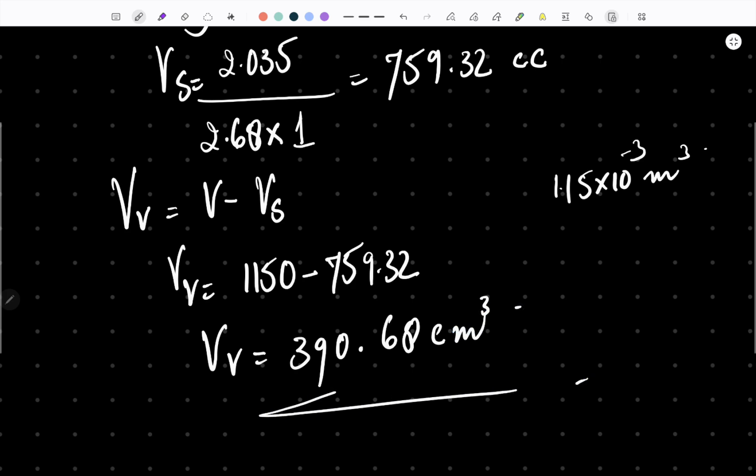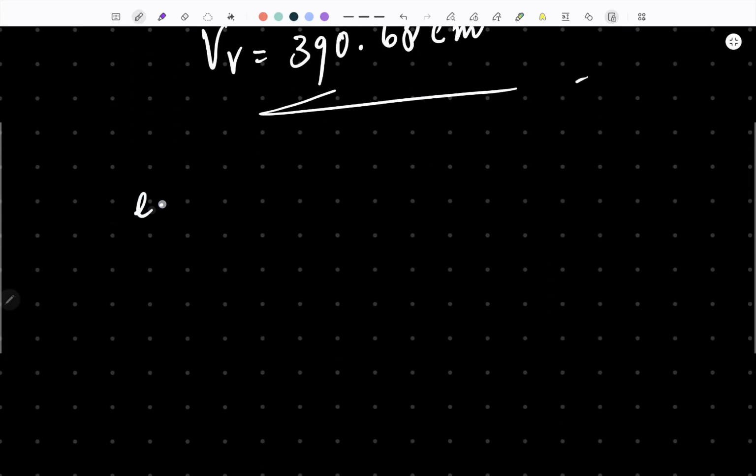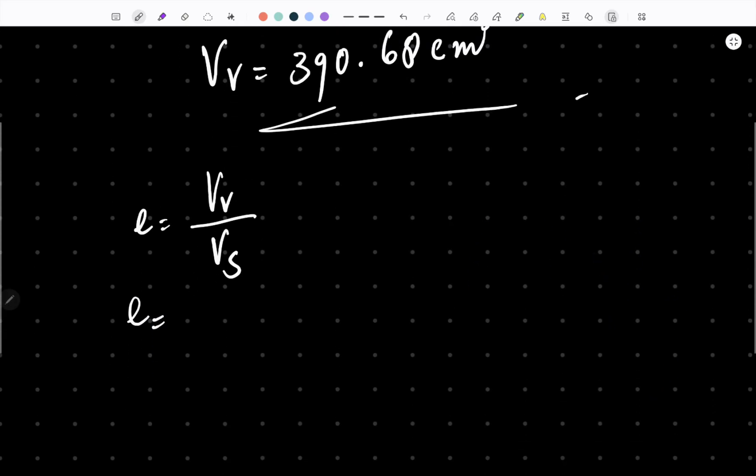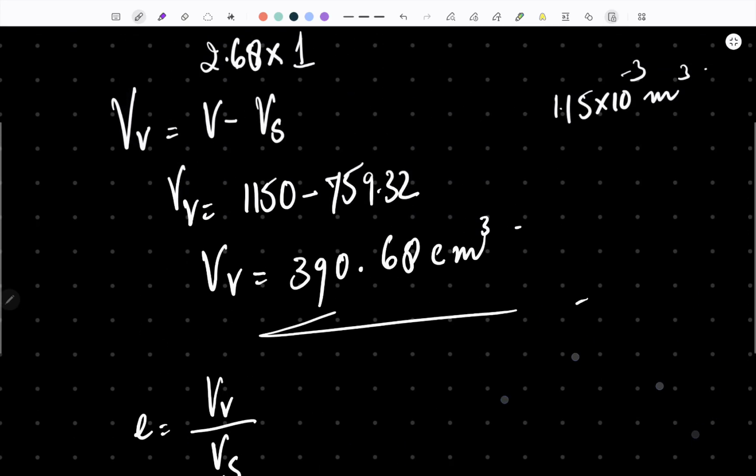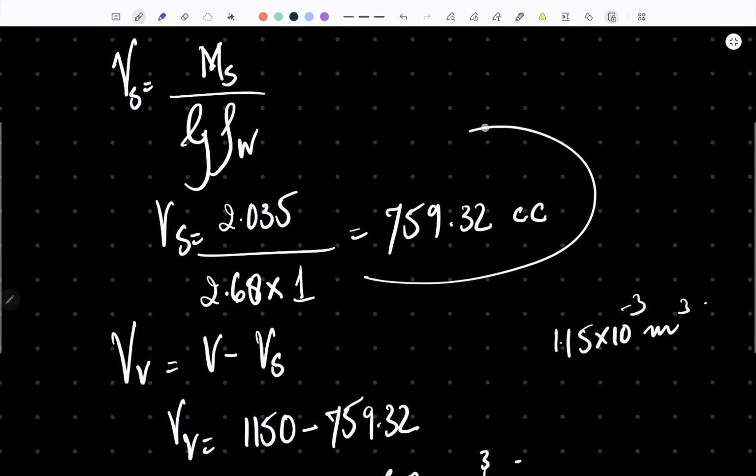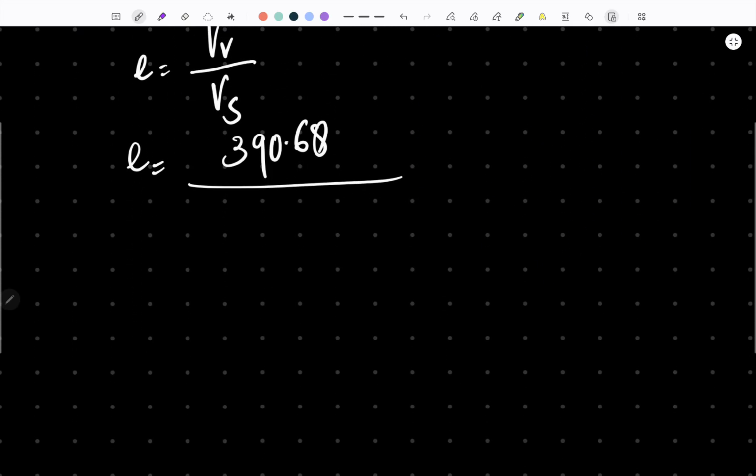All right, now we can very easily find void ratio. How? Because it's a ratio between volume of voids to volume of solids. We know both of them, so we can find void ratio. Void ratio is equal to volume of voids, which is 390.68, divided by volume of solids, 759.32. So by calculations, it is equal to 0.51.